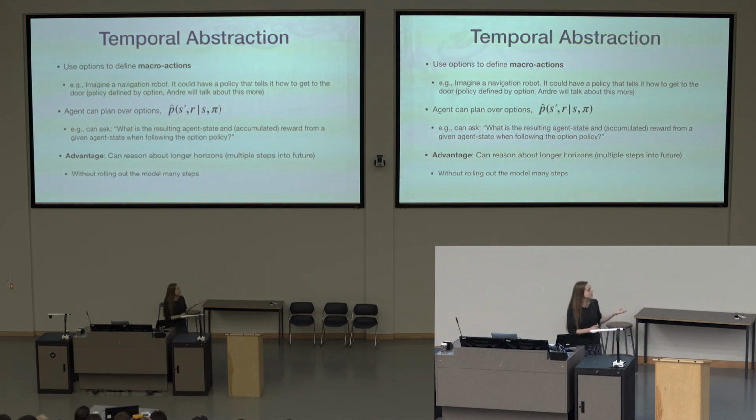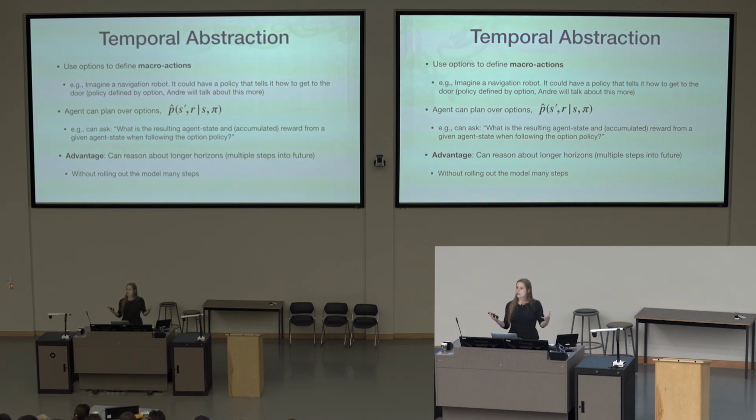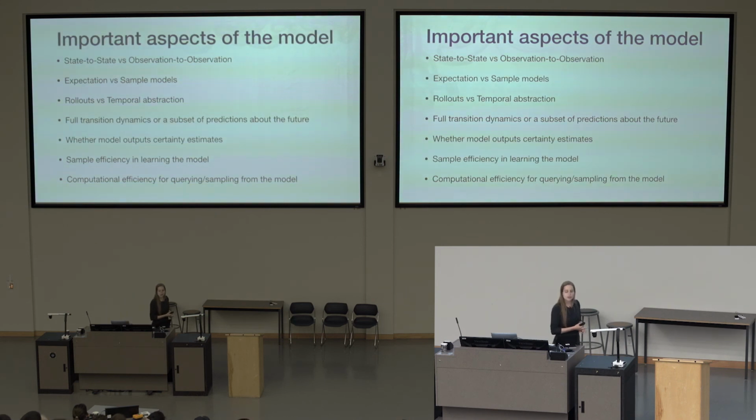It can ask the question, from this state, if I were to take this option or macro action, then what is the outcome state that I will get to when I'm done taking this option? And what is the reward that I accumulated along the way? So we're still imagining we have these simple transition models where all we've done is change the actions that we reason about to make them these longer temporally abstract actions. But the algorithm doesn't necessarily have to change very much. One nice advantage of thinking about models this way is that we can now reason about longer horizons, multiple steps into the future, without actually having to do these long rollouts. Okay, a brief introduction to options.